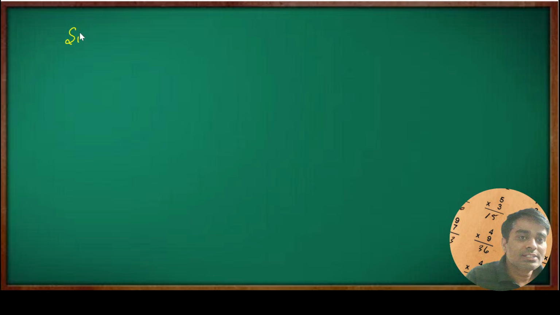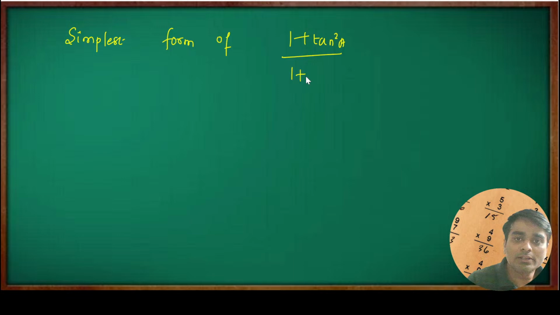Simplest form of 1 plus tan square A divided by 1 plus cot square A. Simplest form of 1 plus tan square A divided by 1 plus cot square A. Come on, now tell me. Simplest form means simplify this. That's the meaning.